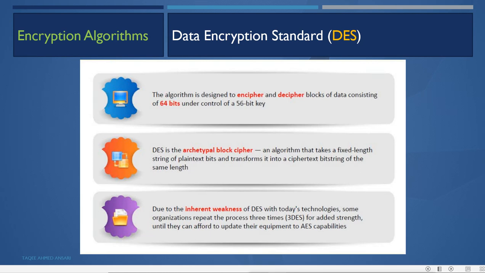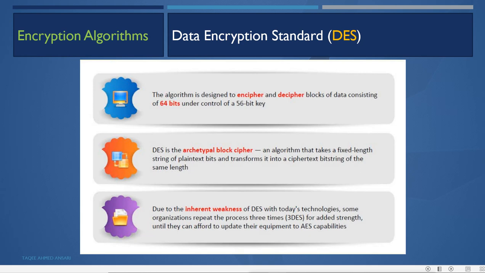Now, due to the inherent weakness of DES with today's technology, some organizations repeat the process three times, and it is called 3-DES, or triple DES, for added strength until they can afford to update their equipment to AES, that is Advanced Encryption Standard. So basically, this was the first encryption cipher we had, that is DES. It uses 64-bit encryption with a 56-bit key, and it is used to encrypt blocks of data.